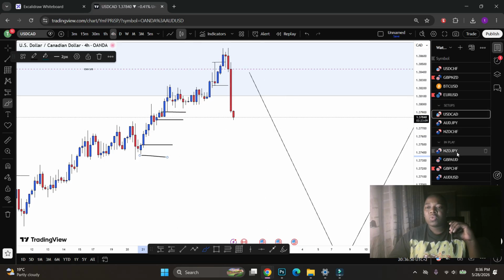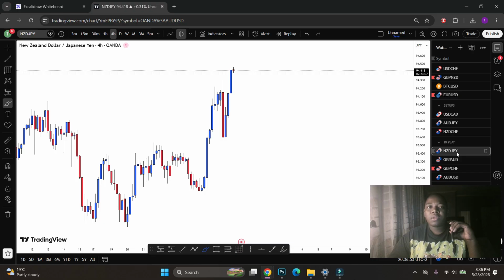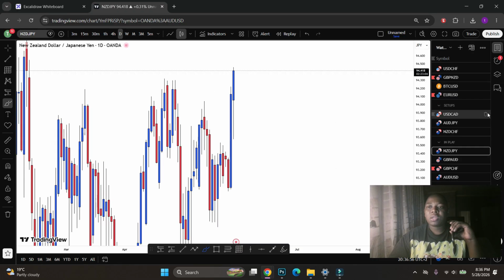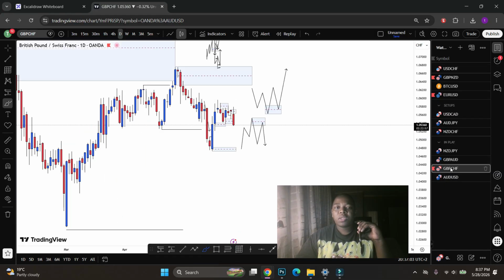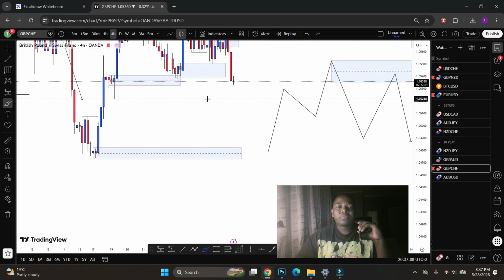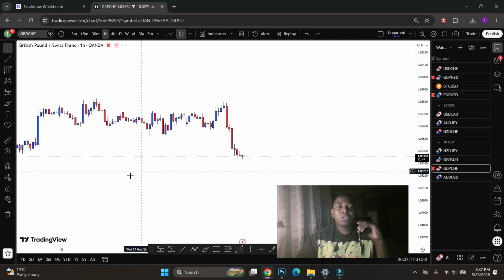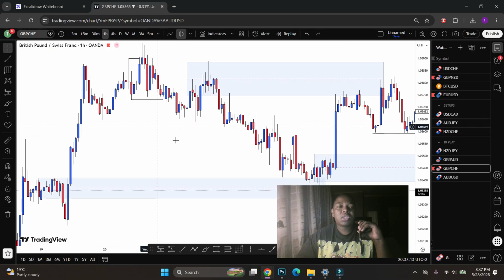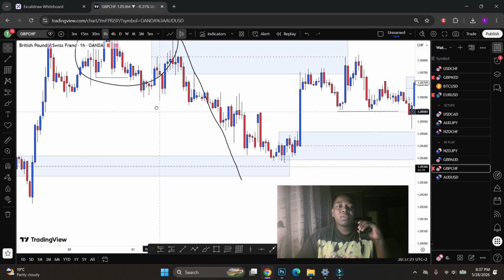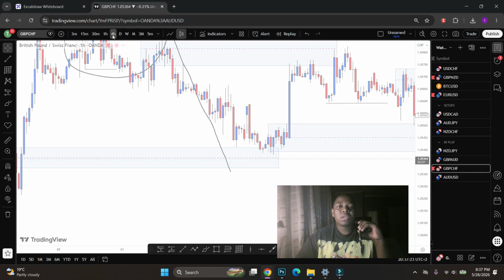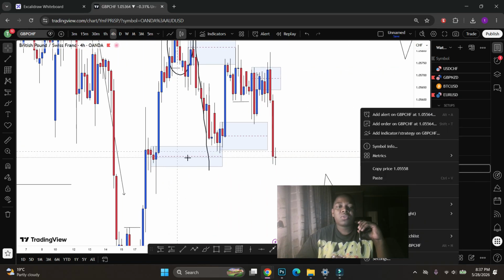Let me go on to maybe NZDJPY. Another setup where we can spot exhaustions. Oh, here, GBPCHF. Let me show y'all an exhaustion. After this change in order flow here, price went down. We need to come back to this supply. We had an exhaustion here. Let me go on to the H4. Yeah, as you can see, we had an exhaustion there.